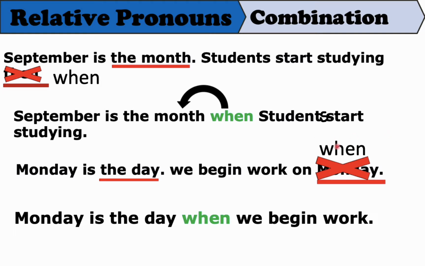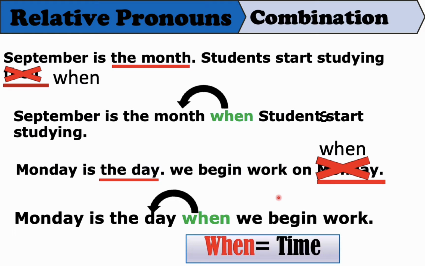Okay, please remember that we should put when after the day. Why? Because the day is the thing that is repeated. So Monday is the day when we begin work. Please remember that we need to delete on. Why on? Because on is the preposition of Monday. So when we delete Monday, we should delete the preposition of Monday as well. And what does when refer to? It refers back to the day. Very good. So we use when for time. Okay, when is for the time.